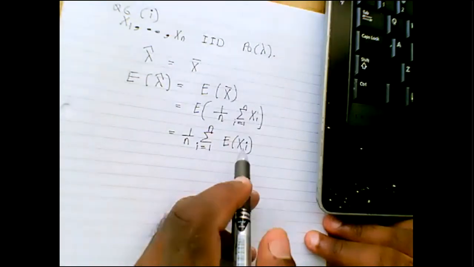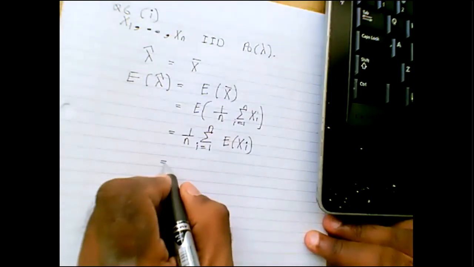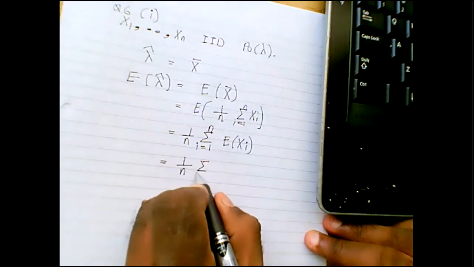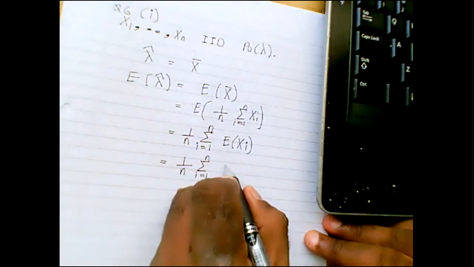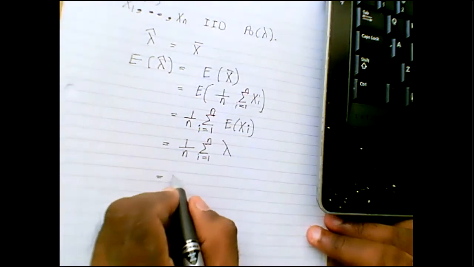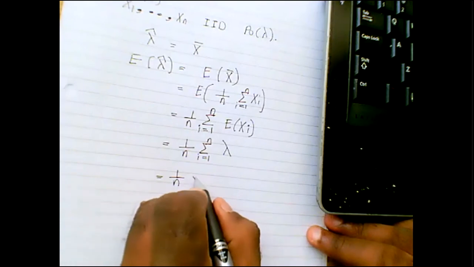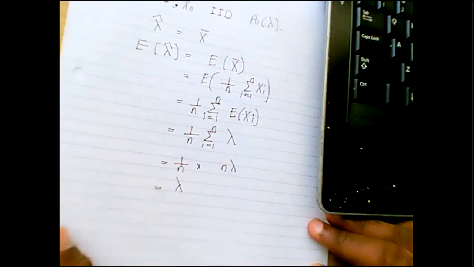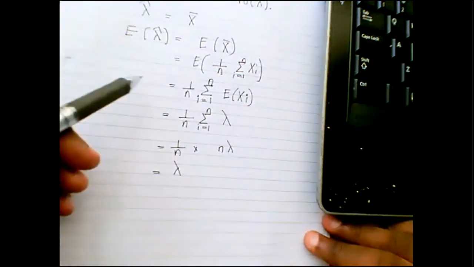The expectation of a Poisson is lambda, right? Okay. So this is going to be 1 over n times n lambda, which is equal to lambda. So that's the expected value of lambda hat.